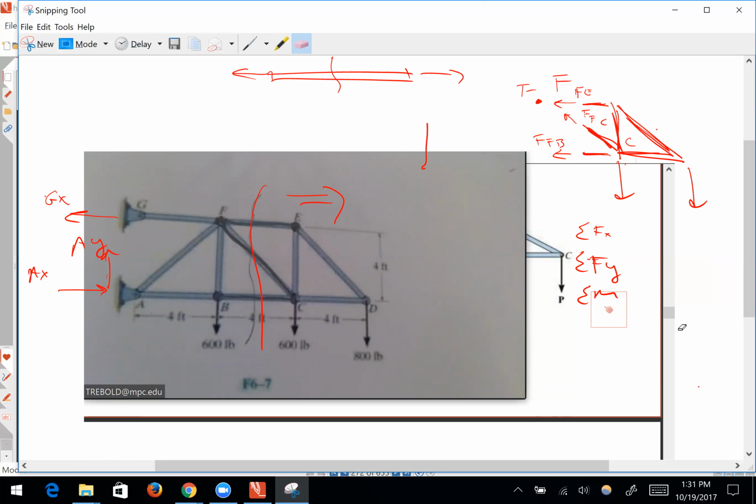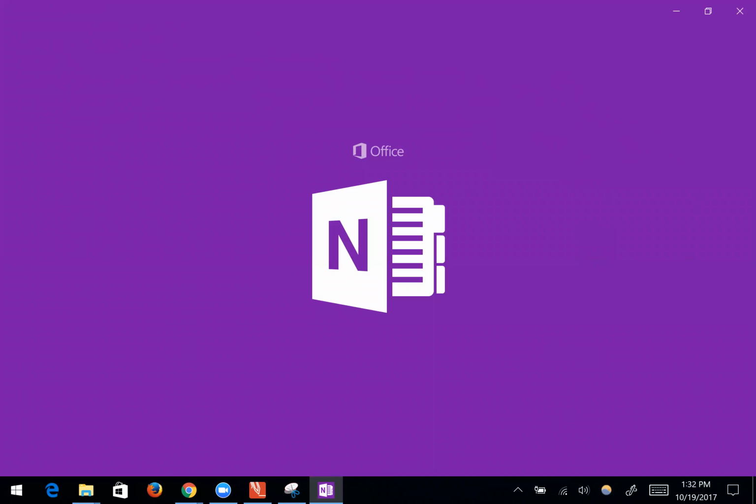Those all have to equal 0. Now you can pick different points to do the moments, and the beauty is if you pick point F, so to solve this one, if you did the sum of the moments about point F, okay, which forces are going to give you a moment about F?